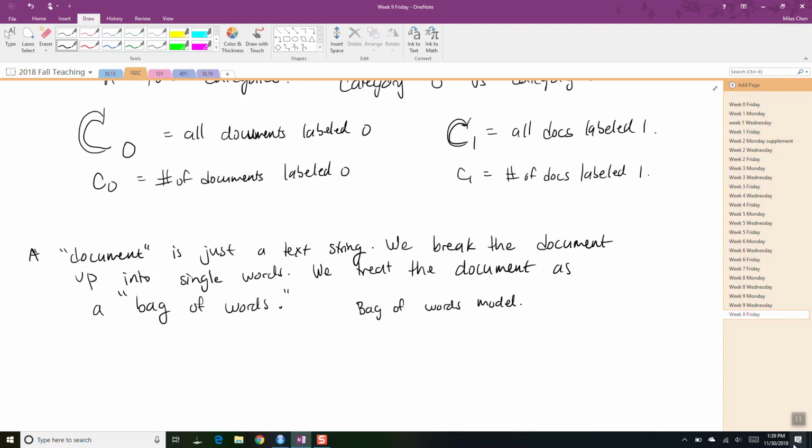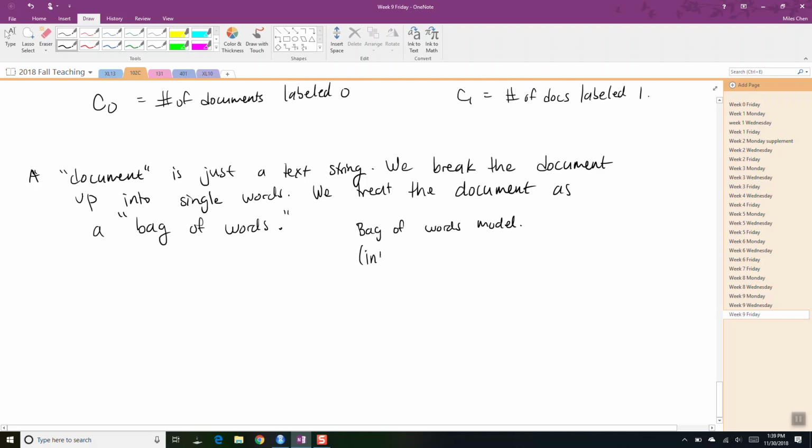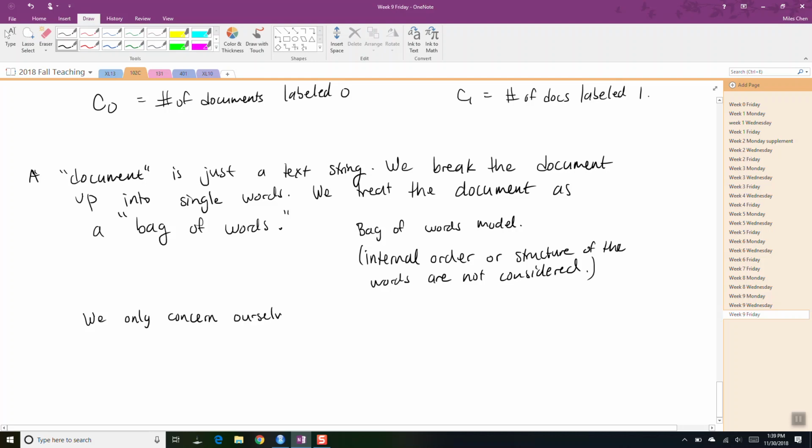But, anyway, the idea is we're just going to label them either 0 or 1, and we're just looking at the bag of words. So bag of words model, which means the internal order or structure of the words are not considered. Okay, we're effectively only looking at what words appear and how many times they appear. Okay, so I guess we only concern ourselves with what words appear and how many times they appear.